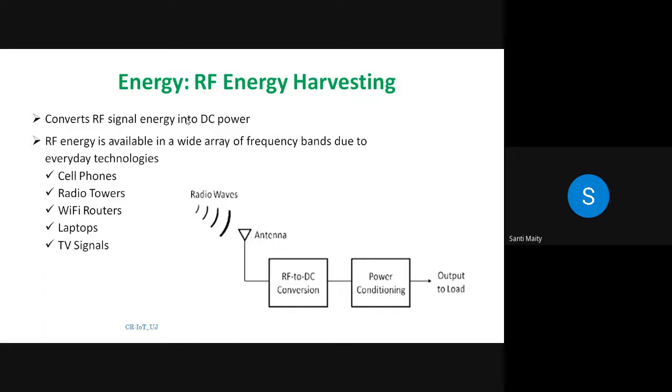Why should this radio frequency or radio energy not be used for harvesting? So basically, you need RF energy to DC conversion, because as you all know, when we put our mobiles or cell phones on the charger, we find that there is a charger. Basically, it is nothing but RF or AC to DC conversion, and then power conditioning. So there is scope to go for energy harvesting.